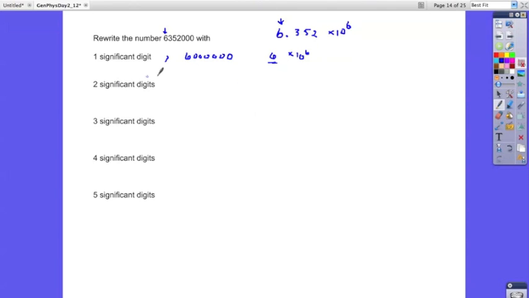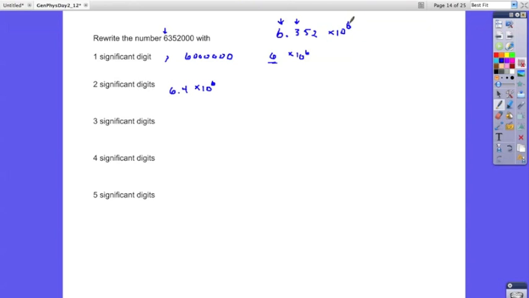Well, how do I write this with two significant figures? If I look at the standard scientific notation version, it's really simple. That means I get to round to where the 3 is, to the tenths place. Well, I have to round. I don't throw this stuff away. I round. So I look to the right of the 3. There's a 5. That tells me I have to add 1 to the 3. And so that's 6.4 times 10 to the 6th. And that has two significant figures.